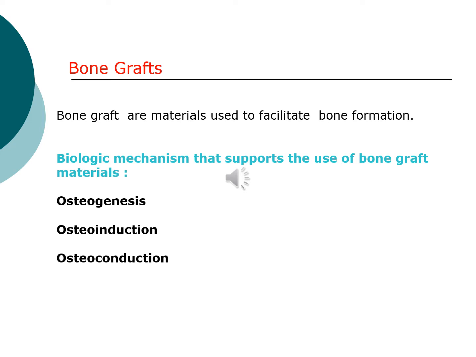So, what is a bone graft? It's a material used to facilitate bone formation. There are some biological mechanisms that support the use of graft materials. That is, whether the graft material has the osteogenesis property, osteoinduction, or whether the bone graft just has an osteoconduction property.